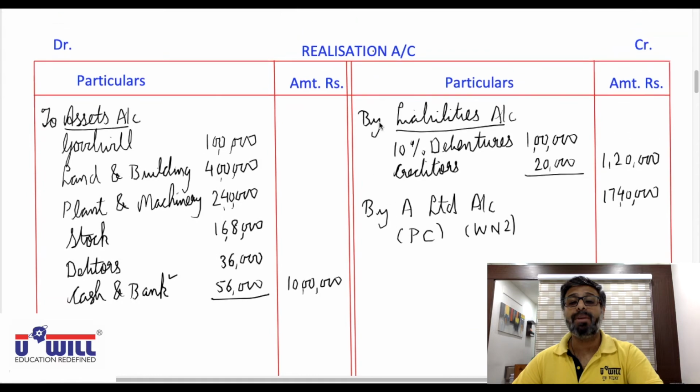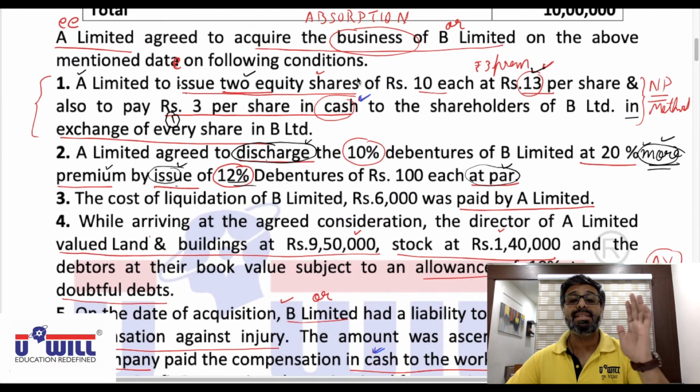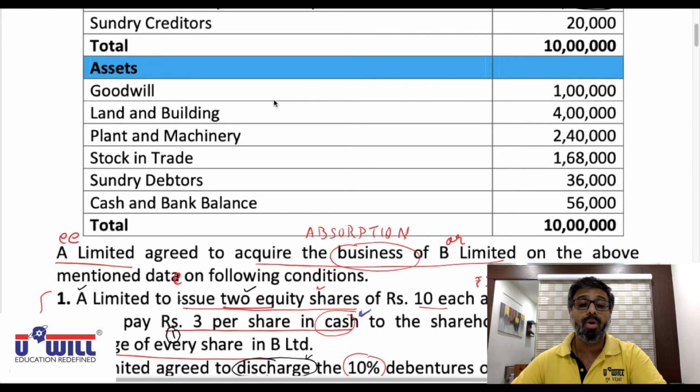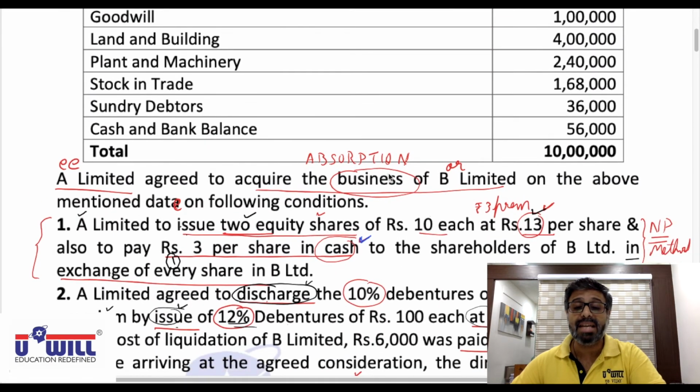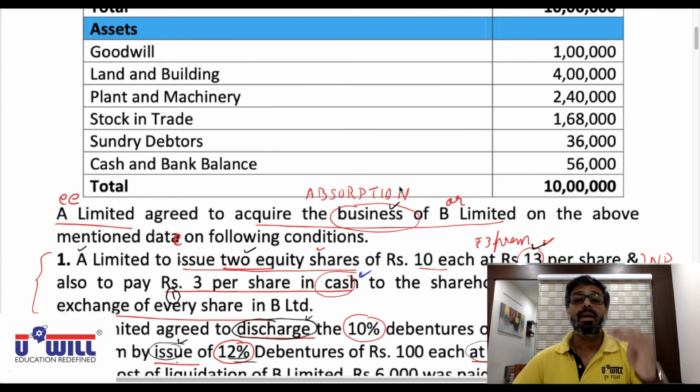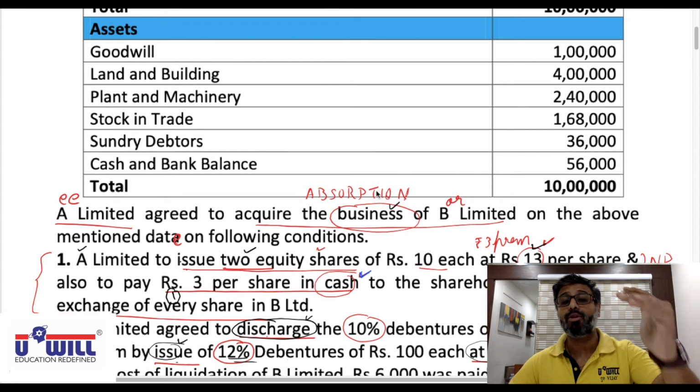Next, after purchase consideration received, sale of assets. Are any assets sold by B Limited itself? No. Land and building, machinery, business means all assets are taken over. No assets are sold. Okay, so that entry will not come. After sale of assets, payment of liabilities, payment of expenses and payment to preference shareholders.